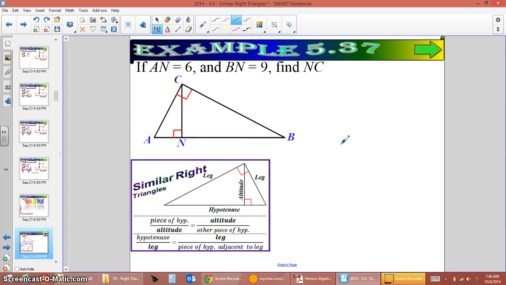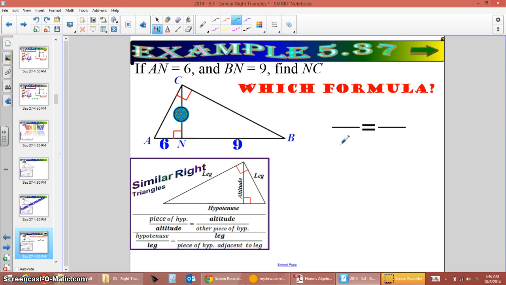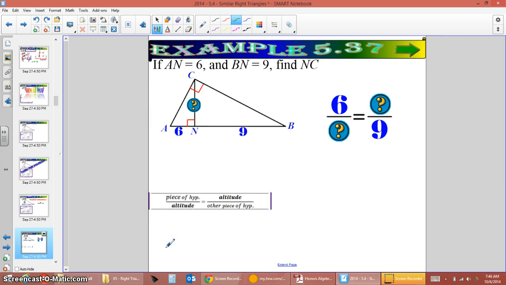Okay, so now let's see here. If AN equals 6, BN equals 9, find NP. So let's go ahead and show all of our work, and I want to label the diagram first. Okay, so now I've got 6, and I've got 9, and I'm looking for NC. Well, what am I looking for? Let's look at the equations down here. Which equation would I like to use? I don't know either leg. See that? So since I don't know either leg, I'm not going to use that equation. So I pick the other equation, I say piece of altitude. Here's 6, goes right there. The other piece of the altitude is 9, and goes right here.